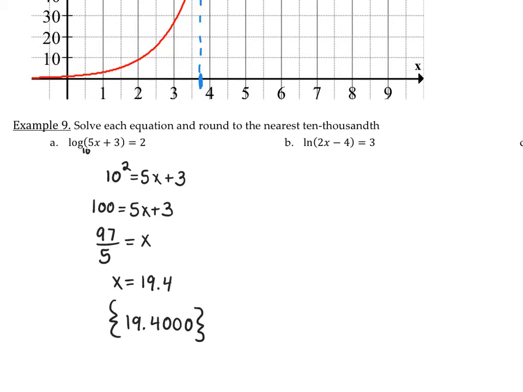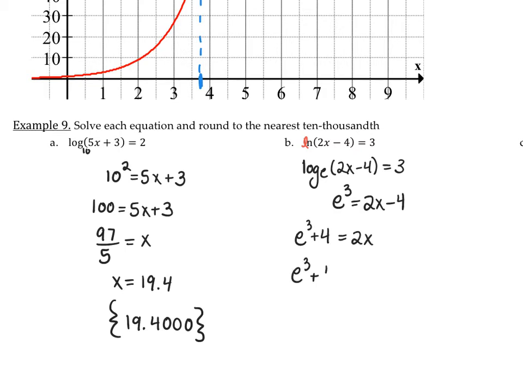Okay, our next example, remember that is an L, so if it helps you write it as a cursive L, ln, which really means a logarithm with a base of e. So log base e of 2x subtract 4 equals 3. That's the same thing as saying e cubed equals 2x subtract 4. Then I'm going to add 4 to both sides and divide by 2.